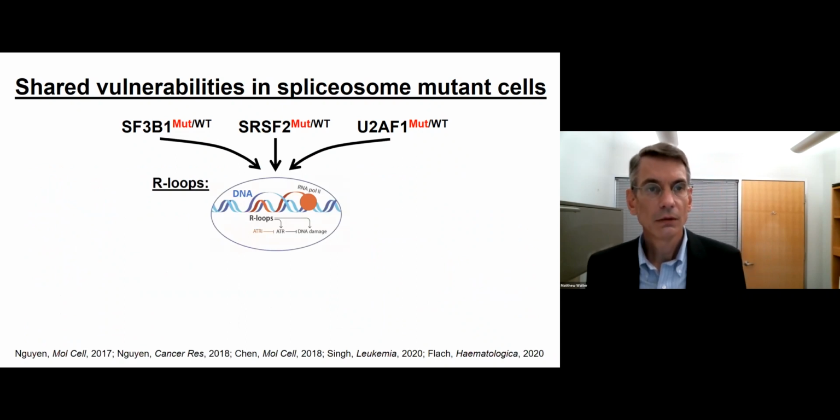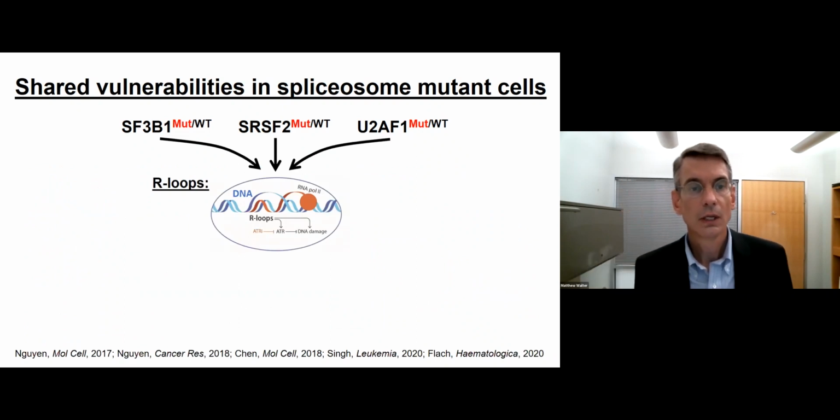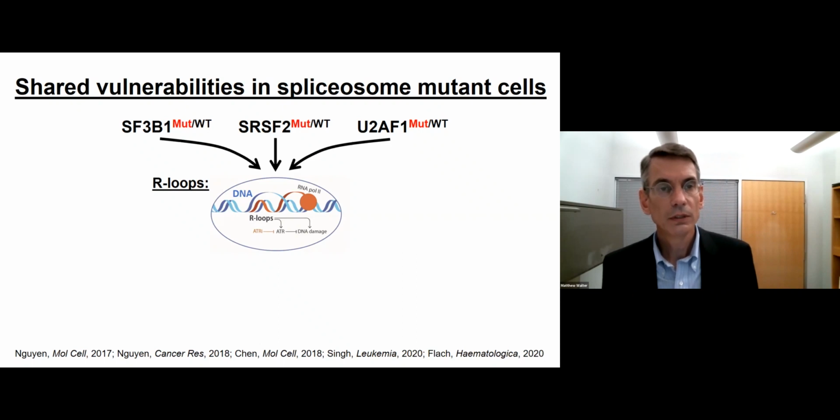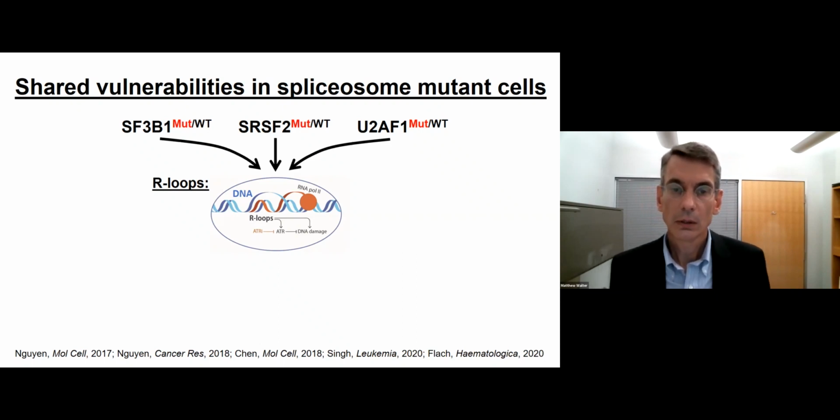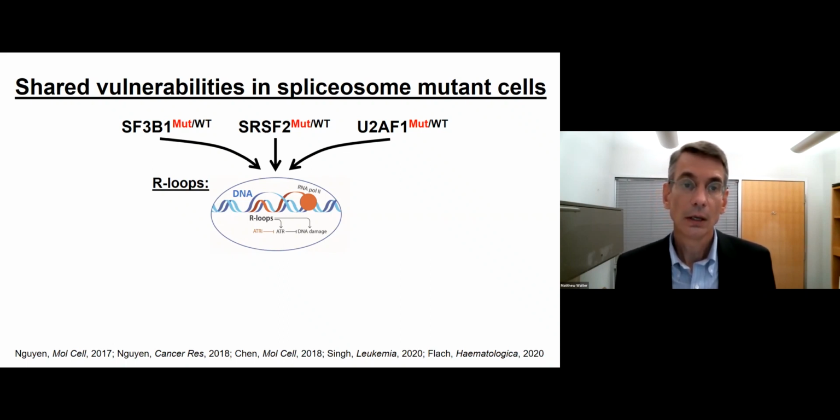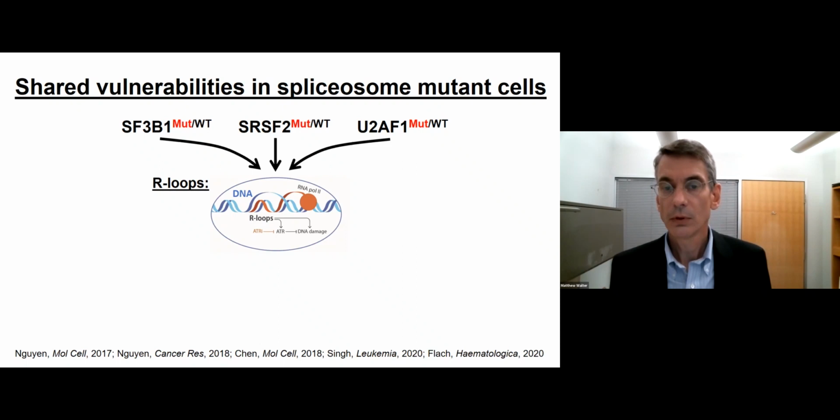The second shared vulnerability in spliceosome mutant cells is the induction of R loops. So all of these heterozygous mutant cells induce R loops, and R loops are a hybrid of RNA and DNA with a single strand of DNA. These occur in our normal cells, but are an increased presence in the presence of these mutations. And these R loops are normally cleared through an ATR-dependent process, thereby avoiding DNA damage if a replication fork is stalled.